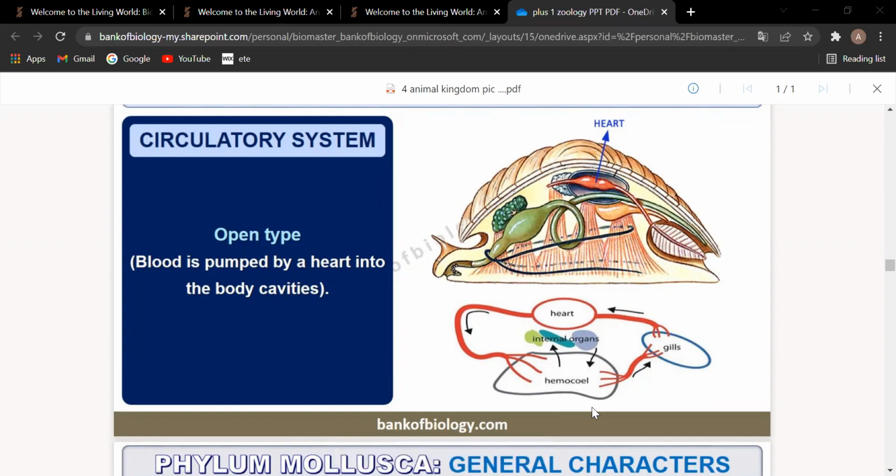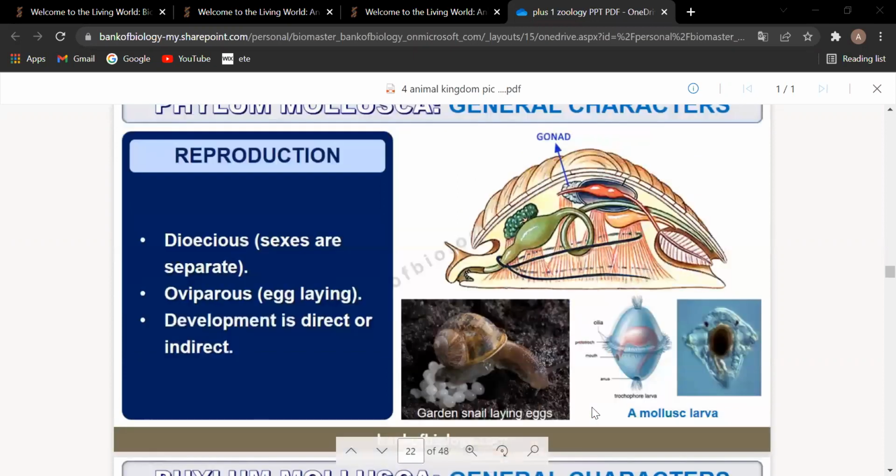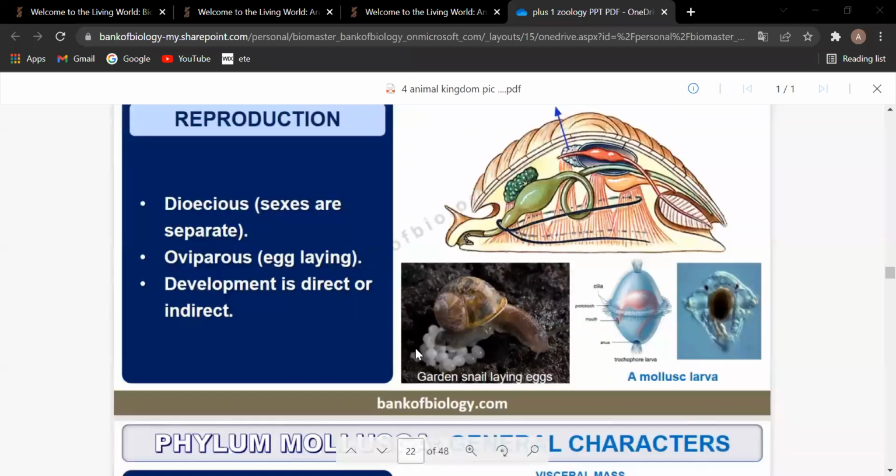Then reproduction: they are dioecious, sexes are separate. Oviparous, that is egg laying. Development is direct or it could be indirect, right? So here you can see a garden snail laying eggs. Look at the way it is laying the eggs. Look how it looks, right? So these are the eggs which will eventually hatch out into larvae. So the larvae will then attain the adult form.